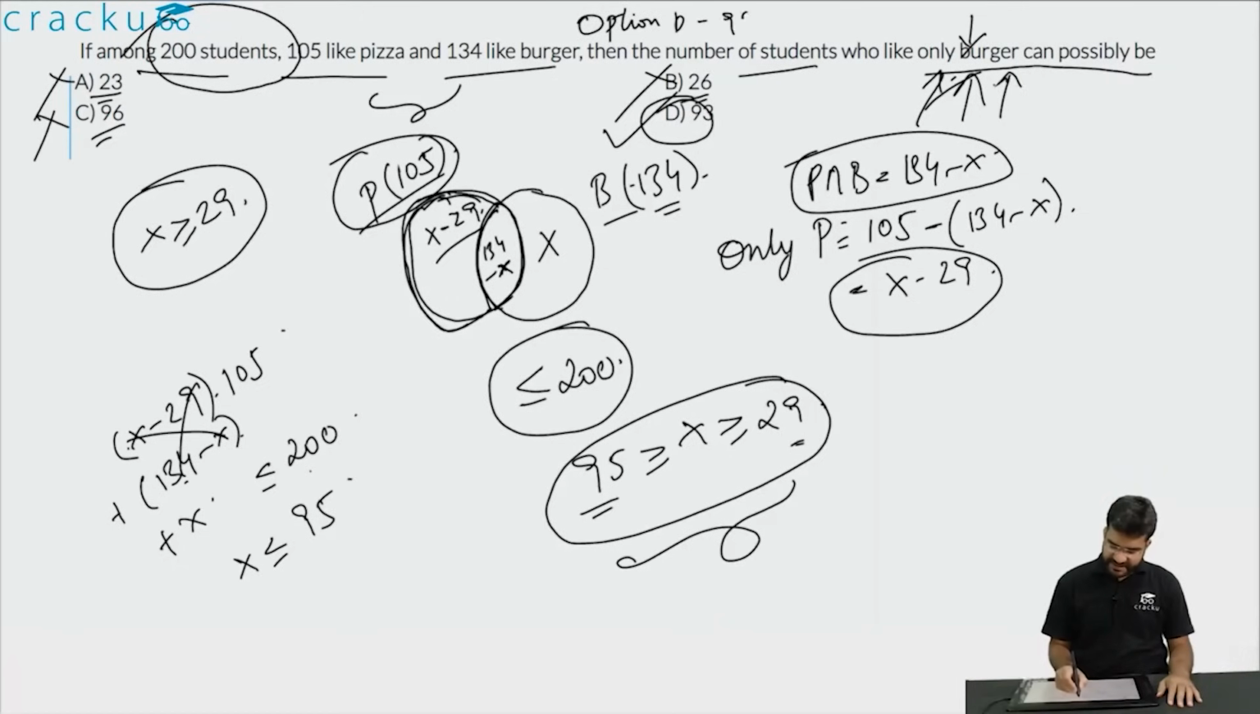which is 93. Remember that 93 is a possibility. We are not saying that the number of students who like only burger is definitely 93, but 93 falls within the prescribed range. So it is the correct answer.